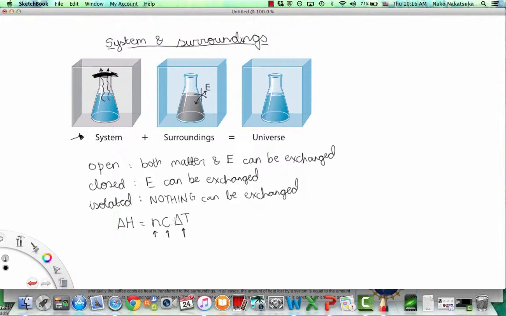So there's three ways of changing the energy of a system. First, we can add or remove the amount of substance.